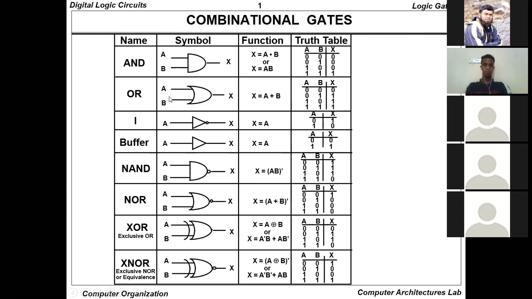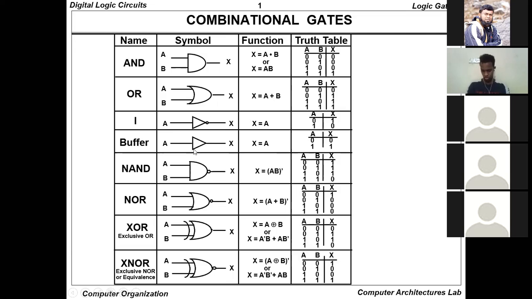This is the OR logic: any input high, then output high. NOT just means reverse: if the switch is off, then high; if the switch is on, then low. This is the buffer. Buffer means the same: input and output are the same.